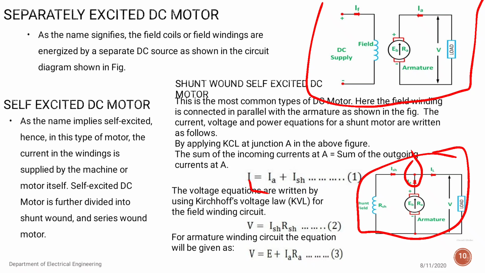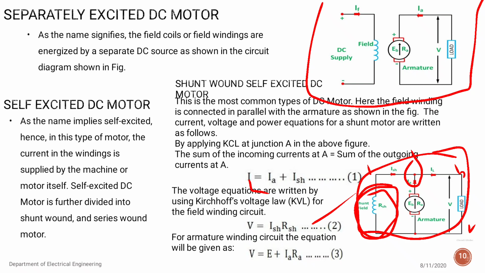Again, we know one more thing: if we apply the KVL at the field winding circuit, then the voltage V is equal to ISH into RSH. That is nothing but the drop at this place, because both places are the same. In parallel, voltage is the same, so voltage is equal to the voltage drop across the field winding circuit, that is ISH into RSH. So this is equation number 2.